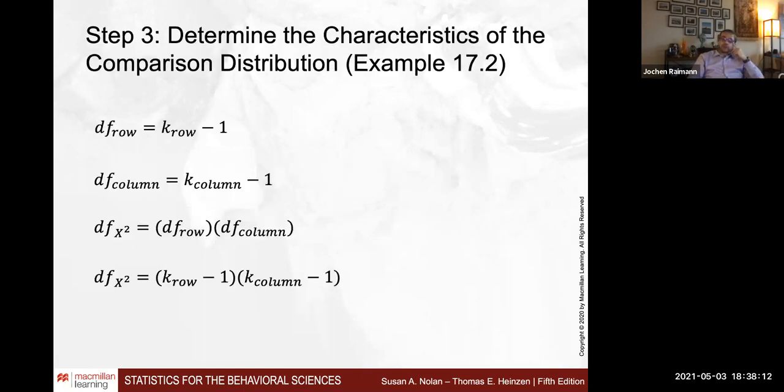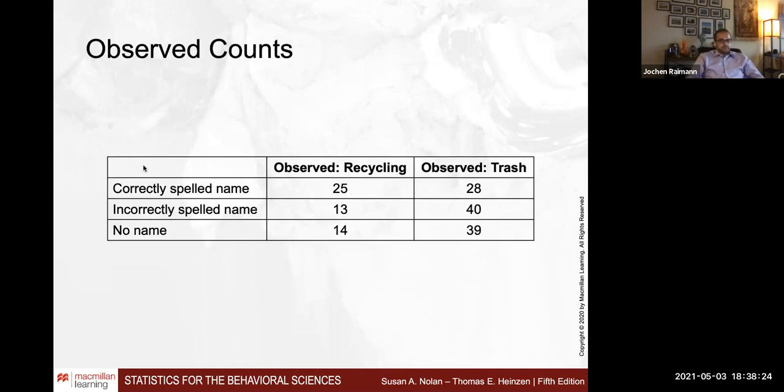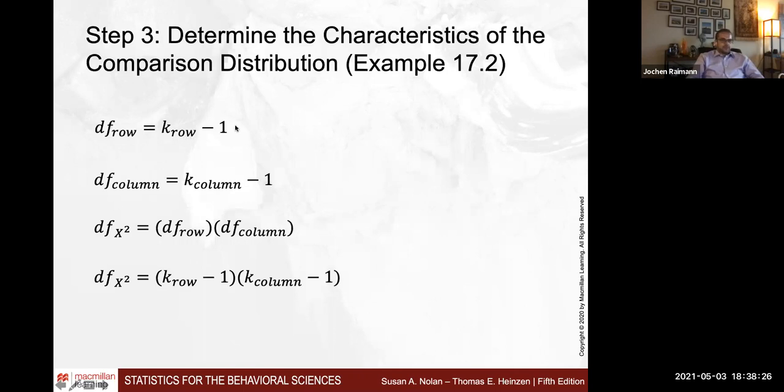We're looking at our populations. We're determining the characteristics of the comparison distribution. So we have df row equals k row minus 1. k row is the number of rows. We have 3 rows. Minus 1 is 2. df column, we have 2 columns. Minus 1 is 1. So 2 multiplied by 1 is 2, which means our chi-square's degrees of freedom are 2 multiplied by 1. So it's 2.